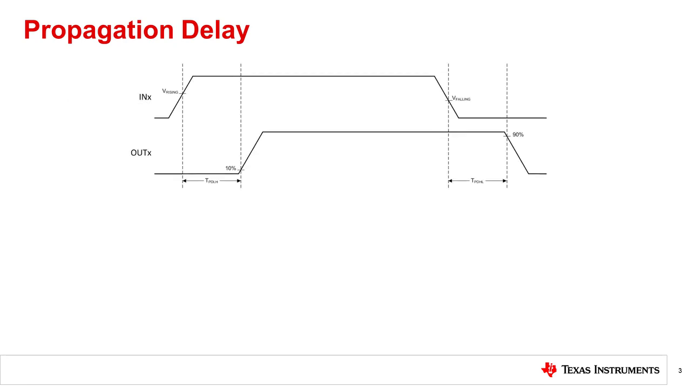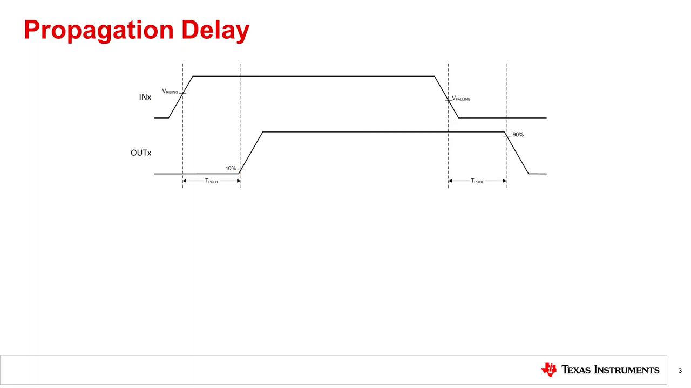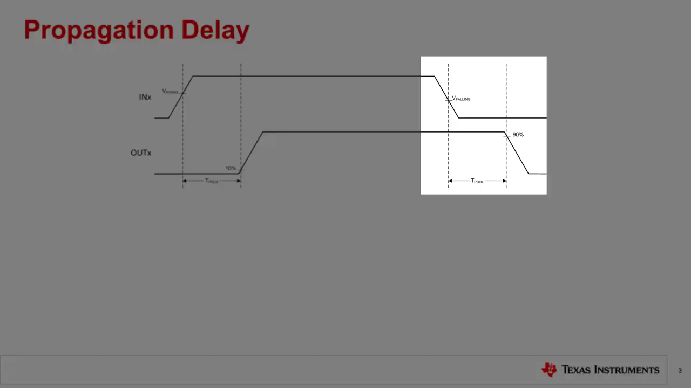Propagation delay is defined as the total duration between an input crossing either the rising or falling threshold and an output reaching 10% rising or 90% falling, depending on the intended behavior. For example, an output may correspond directly to an input. In this case, the propagation delay from low to high is given by the time between the input voltage crossing the rising threshold and the output voltage reaching 10% of maximum value. And the propagation delay from high to low is given by the time between the input voltage crossing the falling threshold and the output voltage reaching 90% of maximum value.